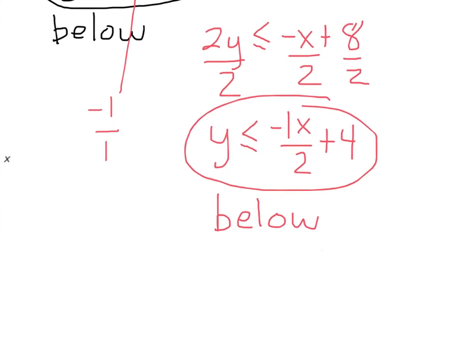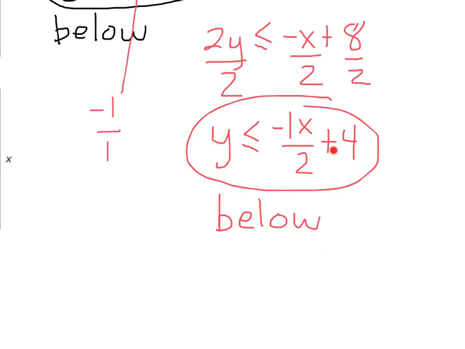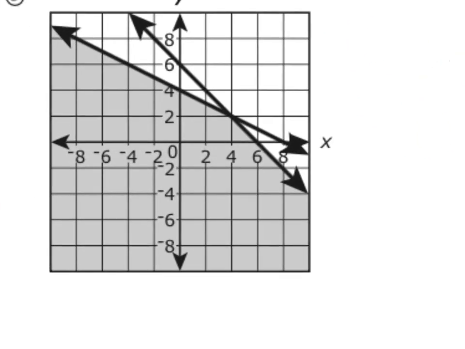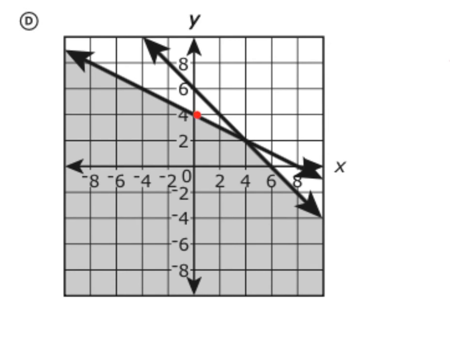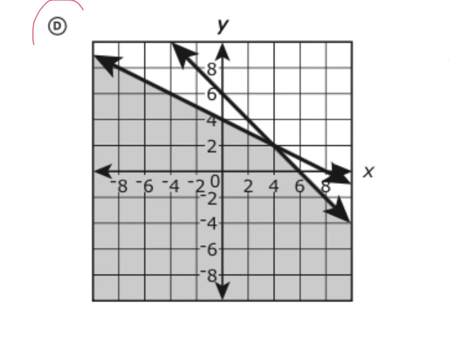Now let's check the other line. According to this one, it's supposed to have a y-intercept of 4, and then it's supposed to go down 1 and right 2. Let's see if it does. So it's supposed to have a y-intercept of 4. It does. And it's supposed to go down 1 and right how many? 2. And it does. And then it's supposed to be shaded below, is it? Yes. So we know that D is the correct answer. What was the right answer? D.